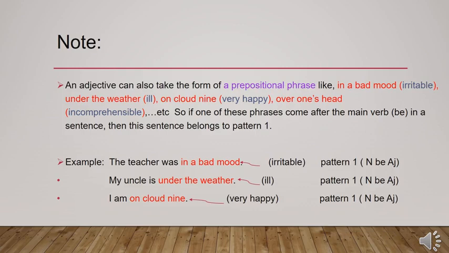I'm on cloud 9. Am is be. It is the main verb, be. I is N. It is a pronoun, it is N. On cloud 9 means very happy, it is adjectival. So we have N, be, adjectival, it is pattern number 1.